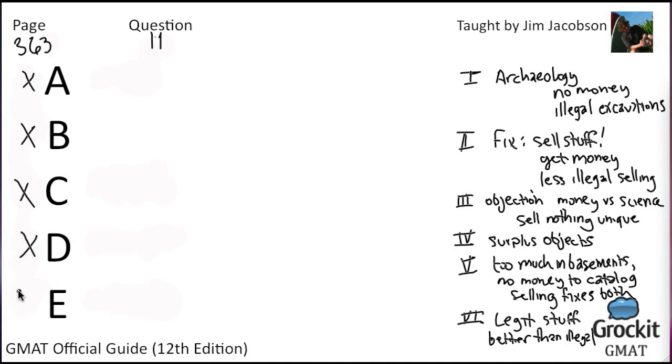So that leaves us again with E, and we should read it anyway. Such artifacts often remain uncatalogued and thus cannot be located once they are put in storage. And that's what it actually says. There is not enough money to even catalog the finds. As a result, they cannot be found again and become as inaccessible as if they had never been discovered.